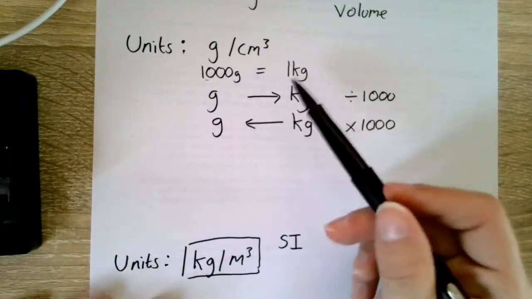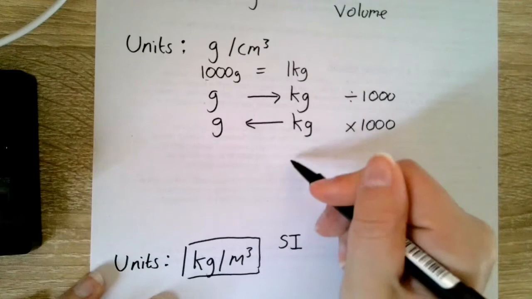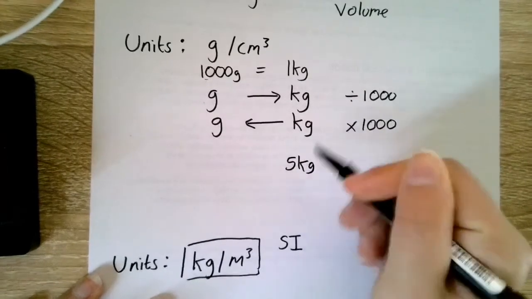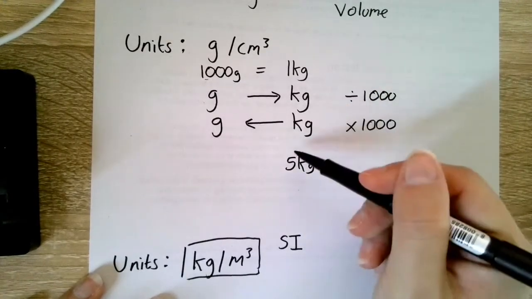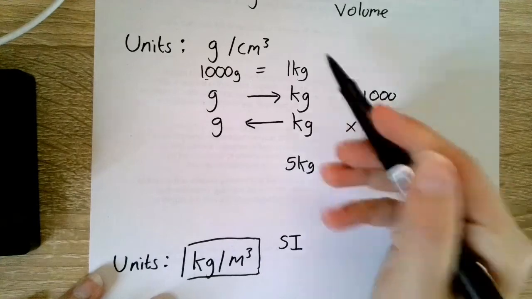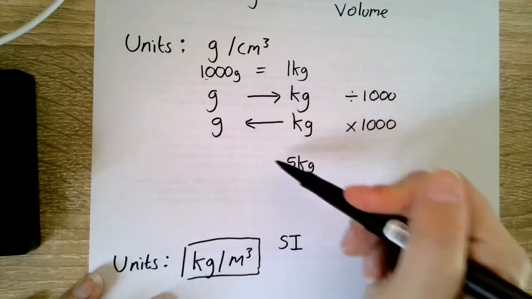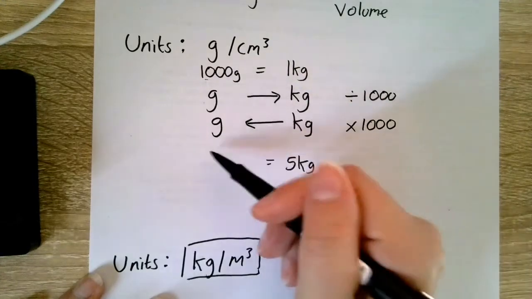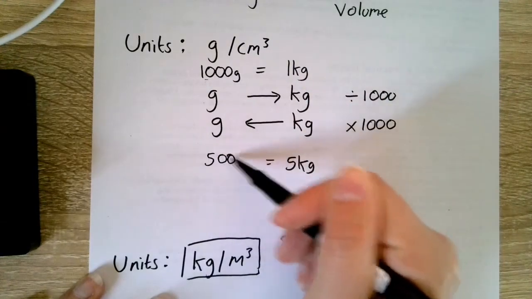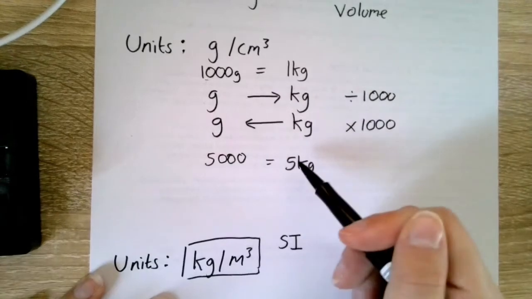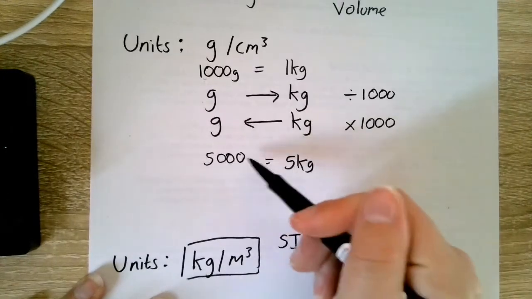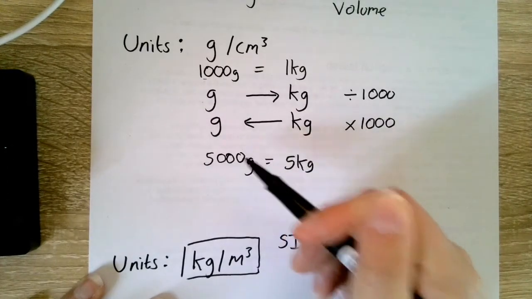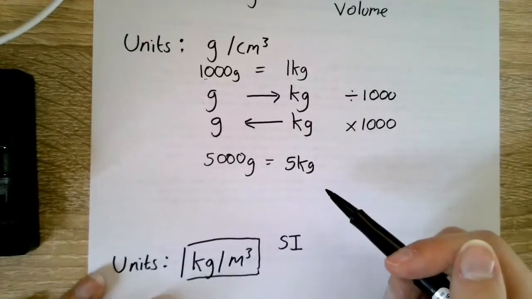You can also think, well, if I had 5 kilograms, how many grams is that going to be? This 5 kilograms is 5 lots of that, therefore in grams it's going to be 5 times that as well, so 5,000. But actually what you've done is 5 times 1,000 to get to your 5,000 grams.